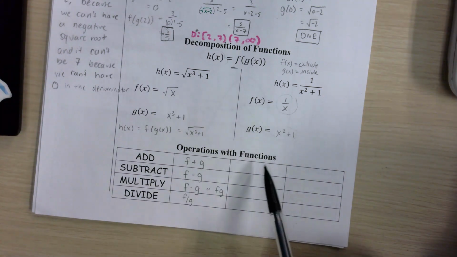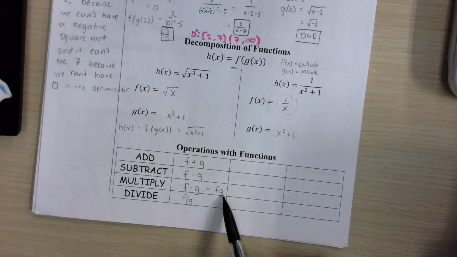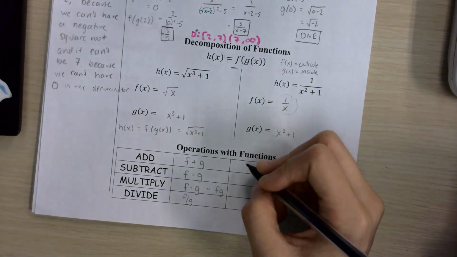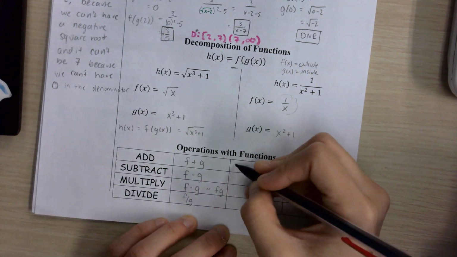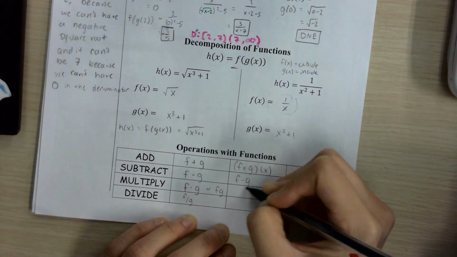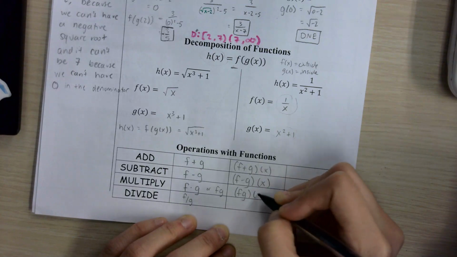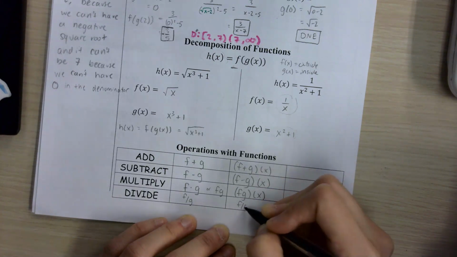For operations of functions, you just rewrite it sort of like algebra. So addition, we have f plus g. Subtraction, we have f minus g. Multiplication, we have f times g, or fg, just next to each other. And then dividing, we have f divided by g. There are different forms to write it, sort of like we saw above. So this would be f plus g of x, f minus g of x, fg of x, and f divided by g of x.